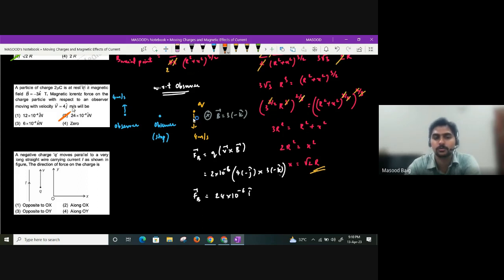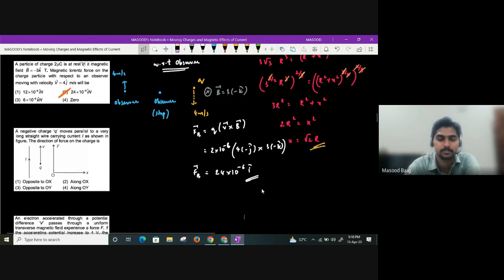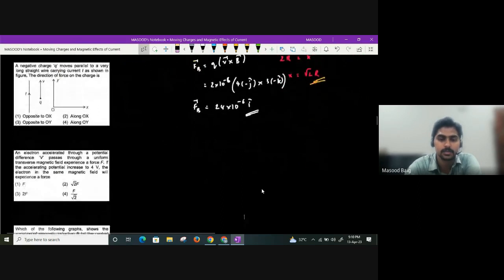Yes or no? With respect to ground, the charged particle is at rest. Velocity is 0, which means there will not be any magnetic force. With respect to ground, 0. But with respect to the observer, it will experience 24 into 10 power minus 6 newtons. Clear, everyone? Yes or no, all of you? I hope it is clear.